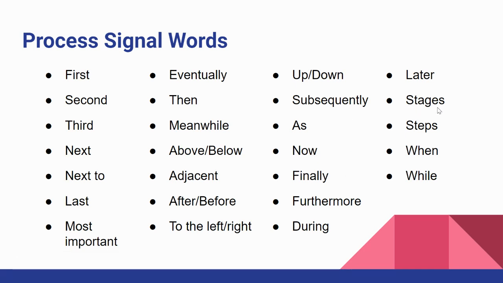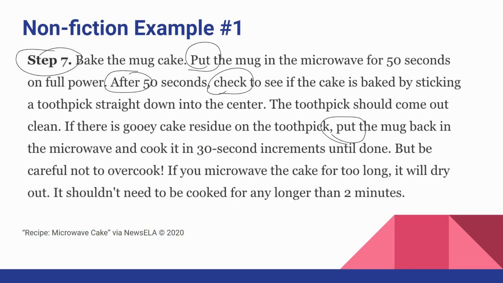If it gives you any kind of indication that you're on step 1, 2, 3, 4, or that this is stage 1, 2, 3, 4, then you know that you are looking at a process text structure. So let's look at two examples.